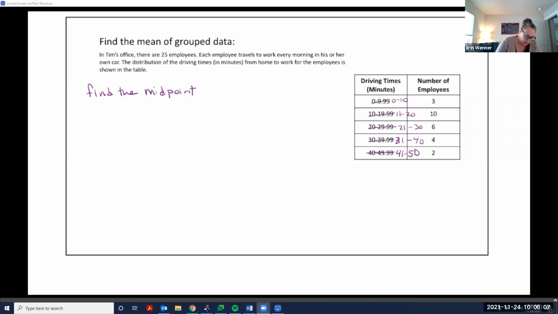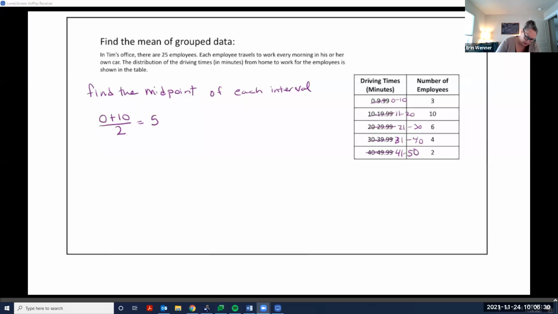So we're going to find the midpoint of each interval. If we look at the interval 0 to 10, we're going to take 0 plus 10 and divide it by 2. So 0 plus 10 is 10, divided by 2 is 5. And that is the midpoint, the middle number for that interval. For the next one, we've got 11 to 20. So we're going to do 11 plus 20 divided by 2. 11 plus 20 is 31. 31 divided by 2 is going to be 15.5.